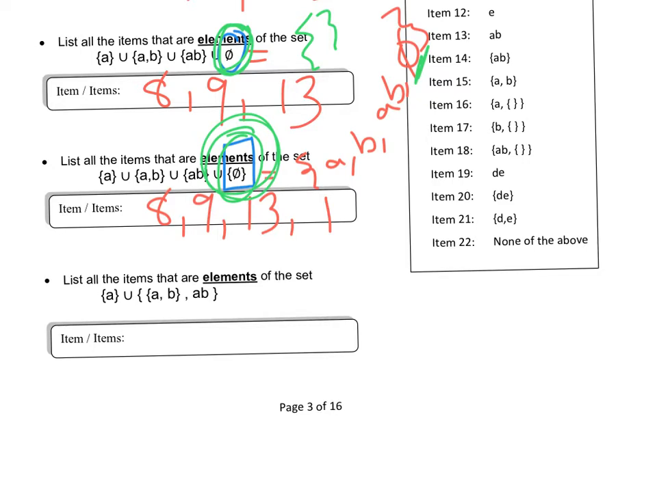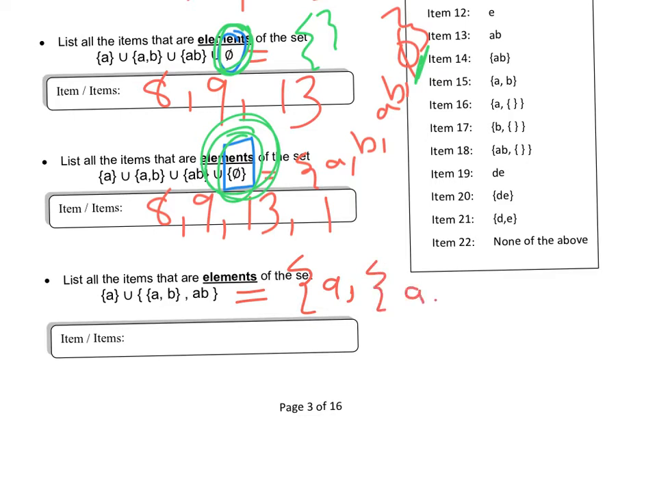Okay, and let's take a look at this last one. The last one, right, we have A, and we're unioning it with a set that has A and B in a set, and also AB. So when I take the union, this equals, well, let's see. We got to have that A from the first set and then everything from the second set.